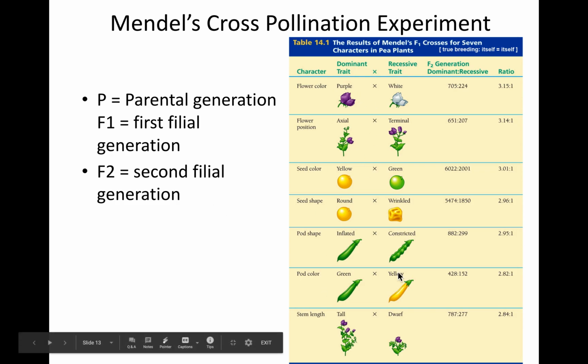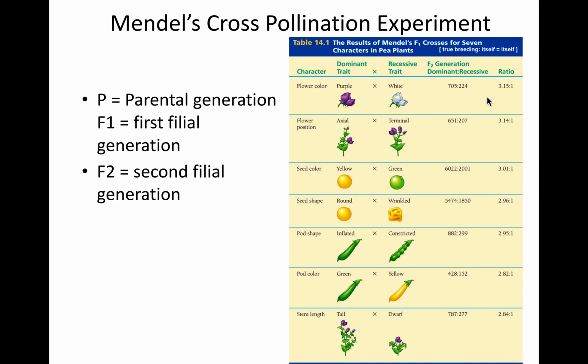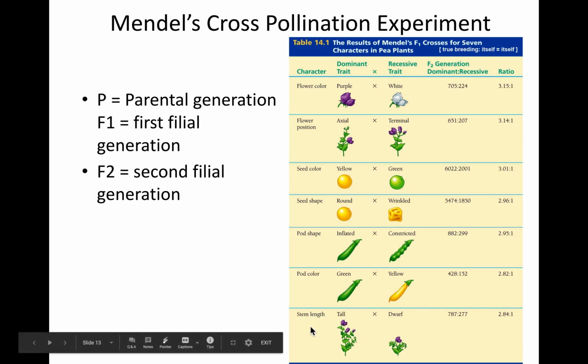These are some of the different crosses that Mendel did, looking between purple and white flower plants. And then here's the ratio of how often he got the traits to show up: flower position, seed color, seed shape, pod color, and stem length.